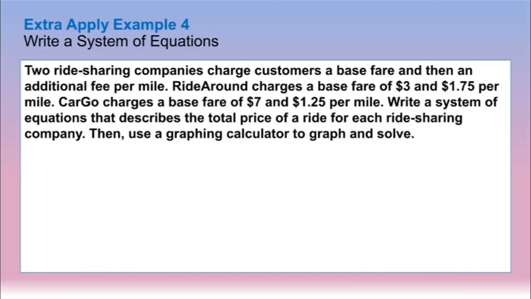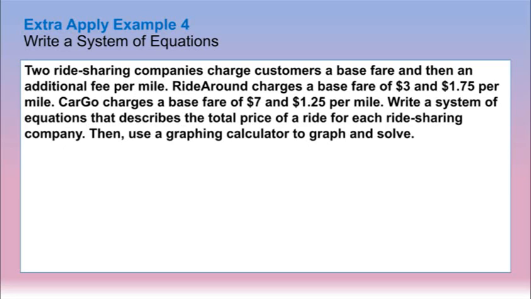Next, 2 ride-sharing companies charge customers a base fare and then an additional fee per mile. Ride Around charges a base fare of $3 and $1.25 per mile. Cargo charges a base fare of $7 and $1.25 per mile. Write a system of equations that describe the total price of a ride for each rideshare company and use a graphing calculator to graph and solve.